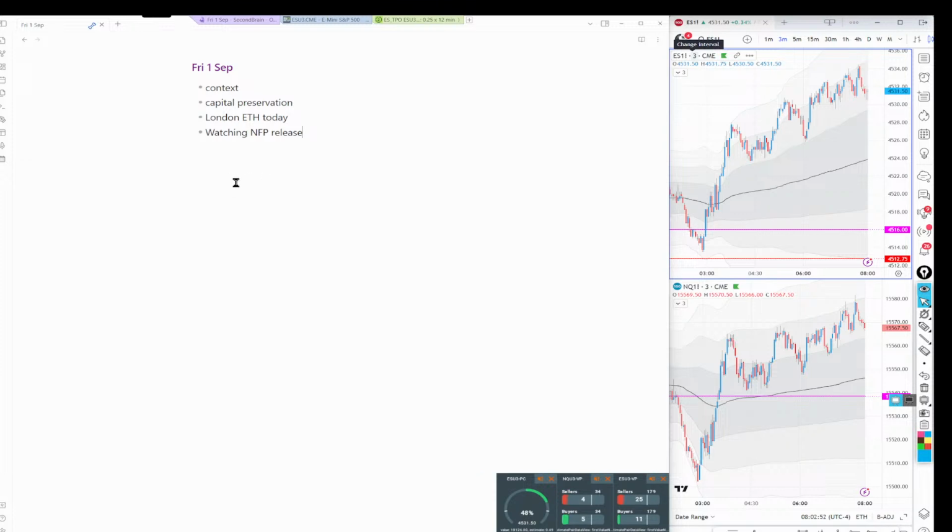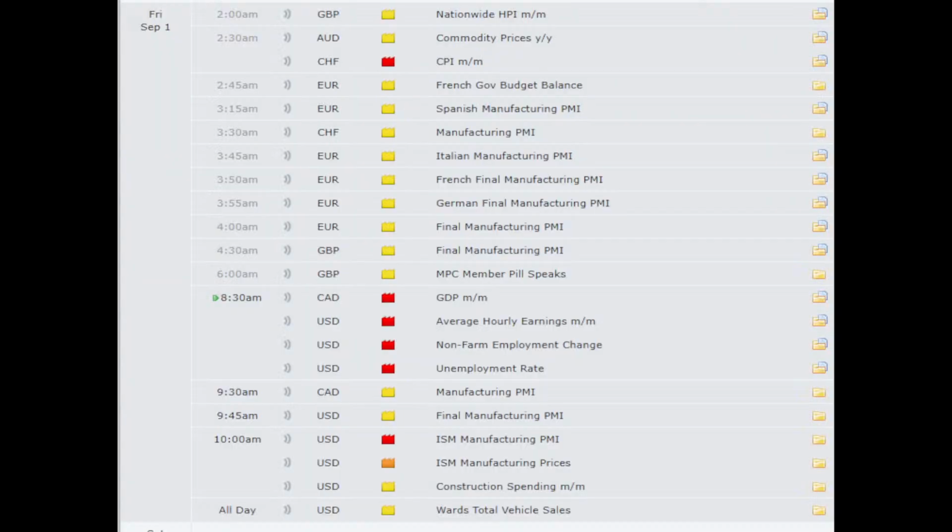Then we can watch the markets, maybe the ES, because the NQ will be absolutely nuts. We can watch the ES at the 8:30 release. Okay, so let's switch over to some slides.